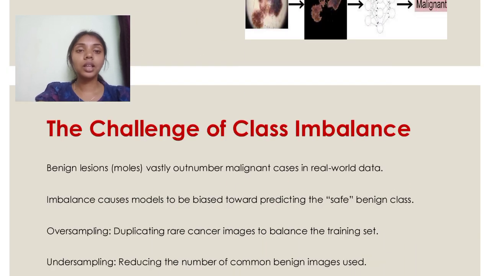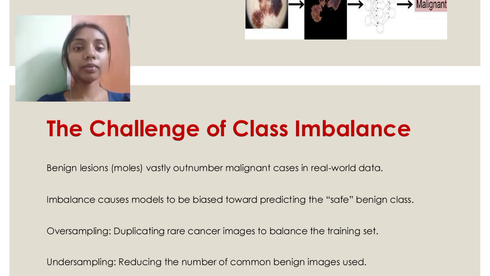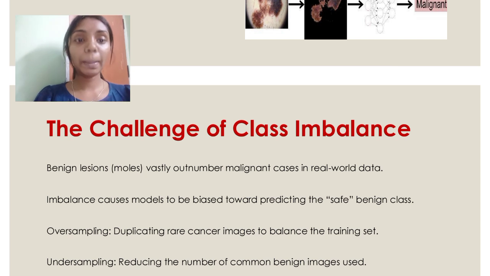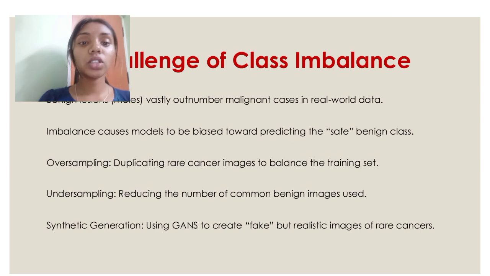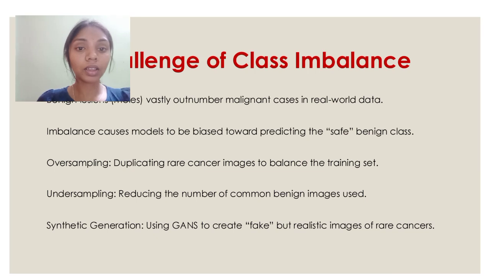So the next slide is the challenge of class imbalance. In reality, benign cases outnumber malignant cases in the real world. Oversampling is duplicating rare images, which helps to balance the training set, and then synthetic generation helps by using GANs to make fake but realistic images for rare cancers.